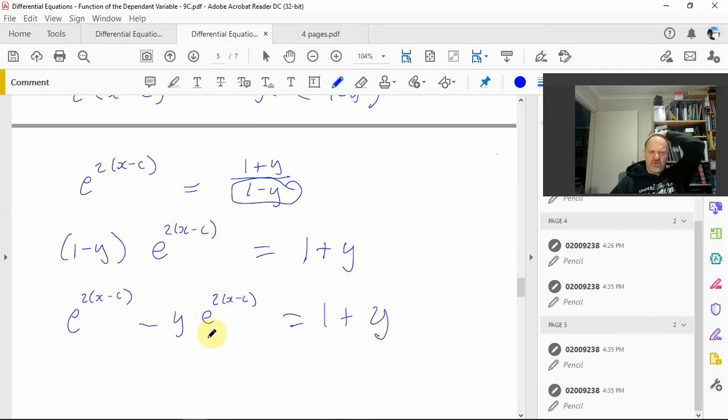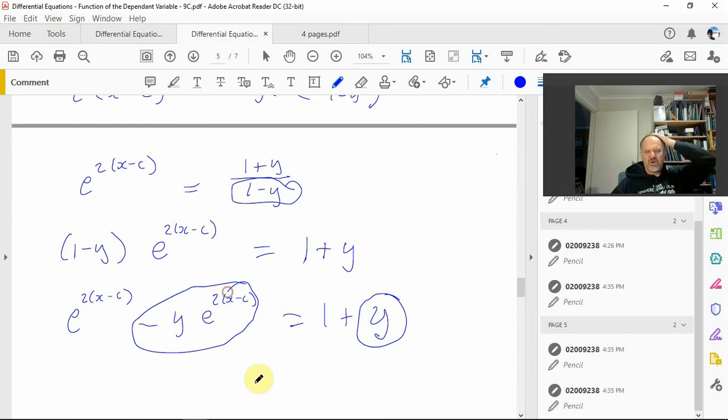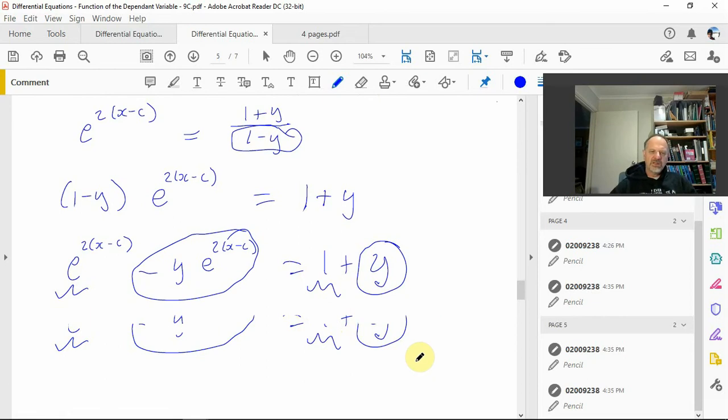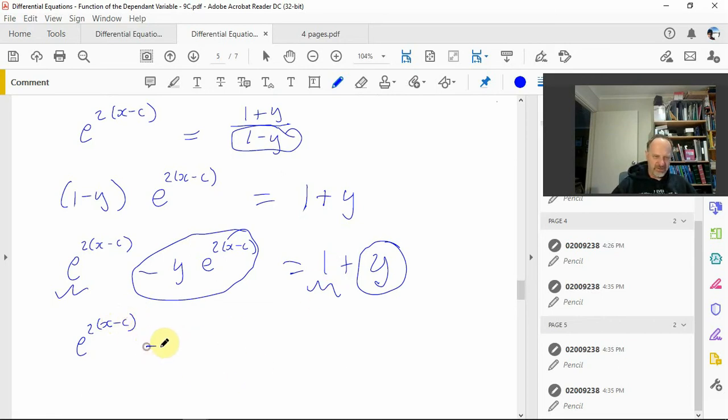And we go, okay, well, that's got a y in it. That's got a y in it. But these other bits haven't. So let's get the bits that haven't got the y in them on to the left, and the bits that have got the y in them to the right. Okay, so e to the 2 power x minus c. It's already there. Got to move that 1 across, so I've got to take 1. This y is already there. Got to move this across here. It's minus, so I've got to add.